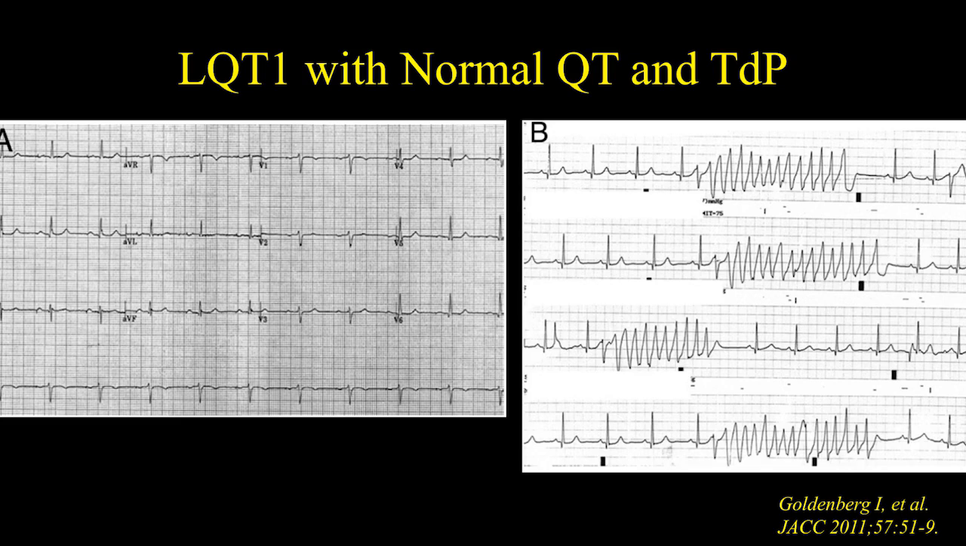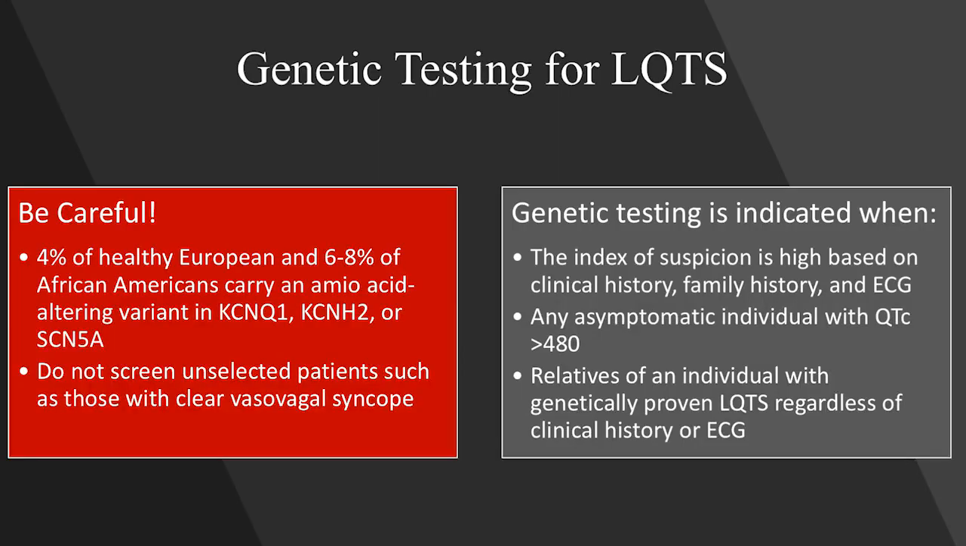This is from the Mayo Clinic, and I think any of us looking at this EKG would say that's a normal EKG. And yet here is the same patient with episodes of torsade, clearly a malignant form of long QT syndrome, even though the baseline QT is normal. So that brings up the genetic testing.